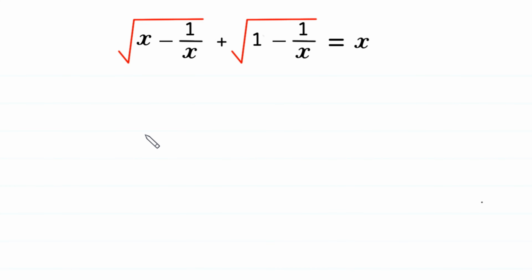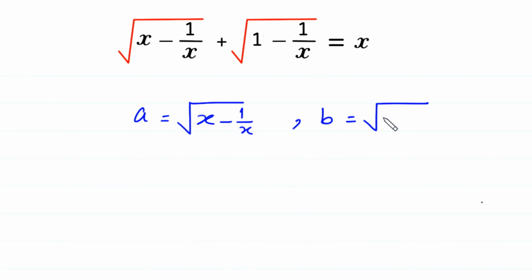Hello, welcome to how to solve this radical equation. Square root of x minus 1 over x plus square root of 1 minus 1 over x is equal to x. First of all, we suppose that a is equal to square root of x minus 1 over x and b is equal to square root of 1 minus 1 over x.